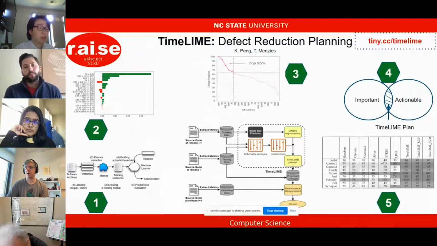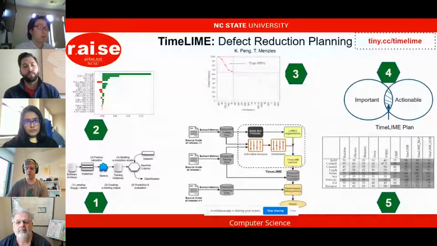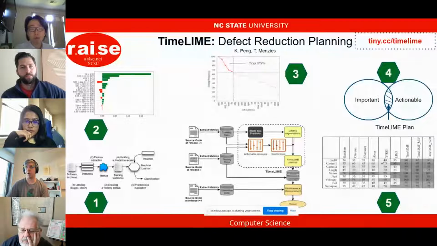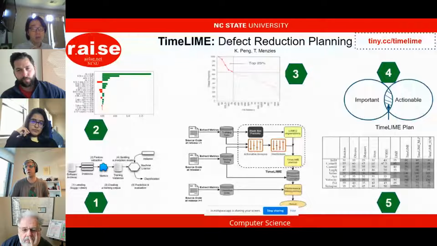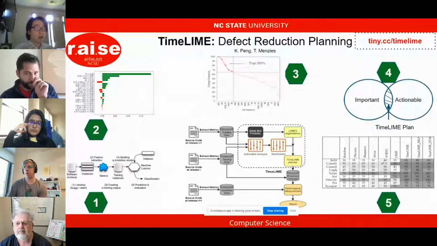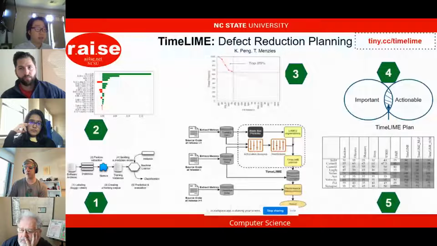That is, we collect all change patterns in previous releases, such that our plans only keep features that are both important and changeable. So at point 4, you can see that using Lime, we can find out important features, and using the actionable analysis process, we can filter out the changeable features as well. And the overlap of these two sets would be what Timeline will propose as the final plans.